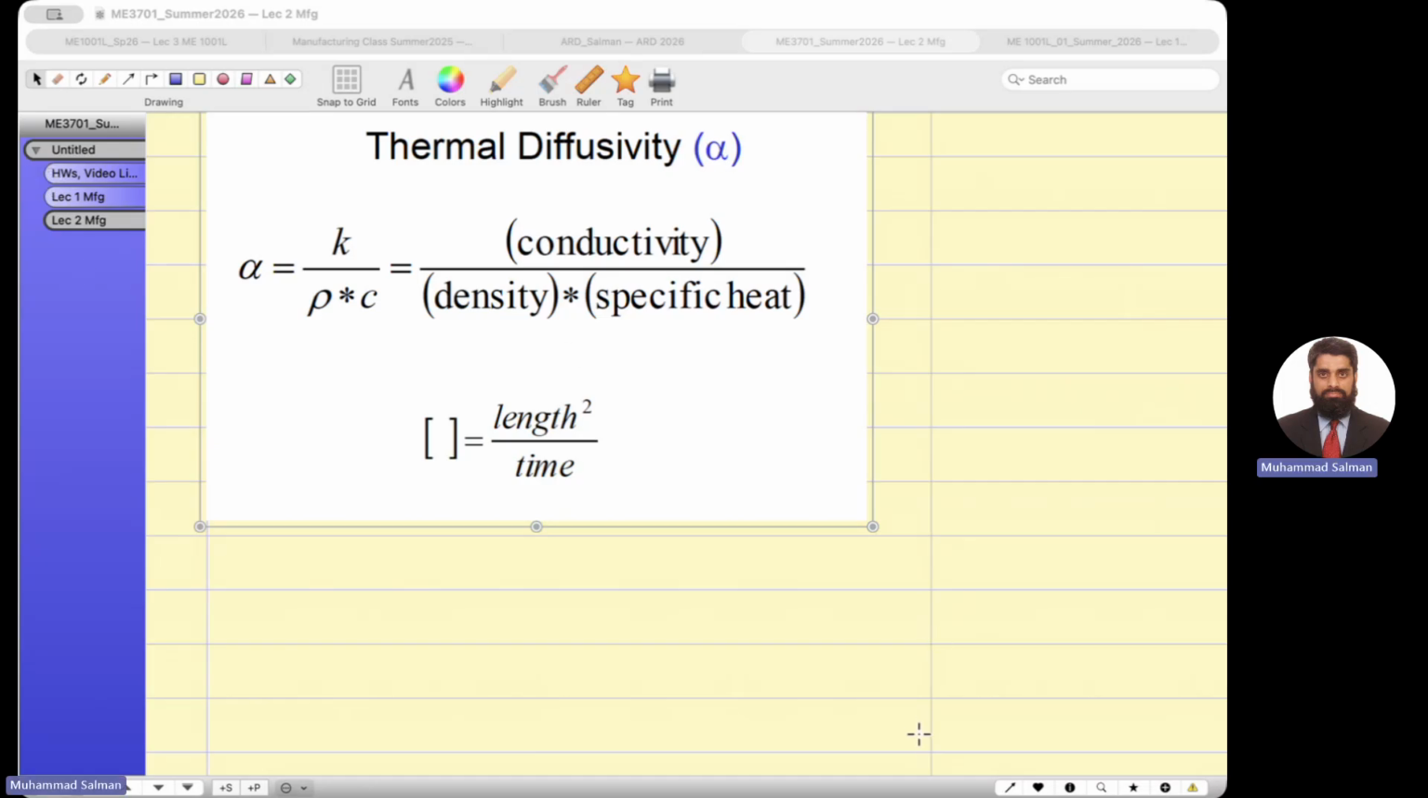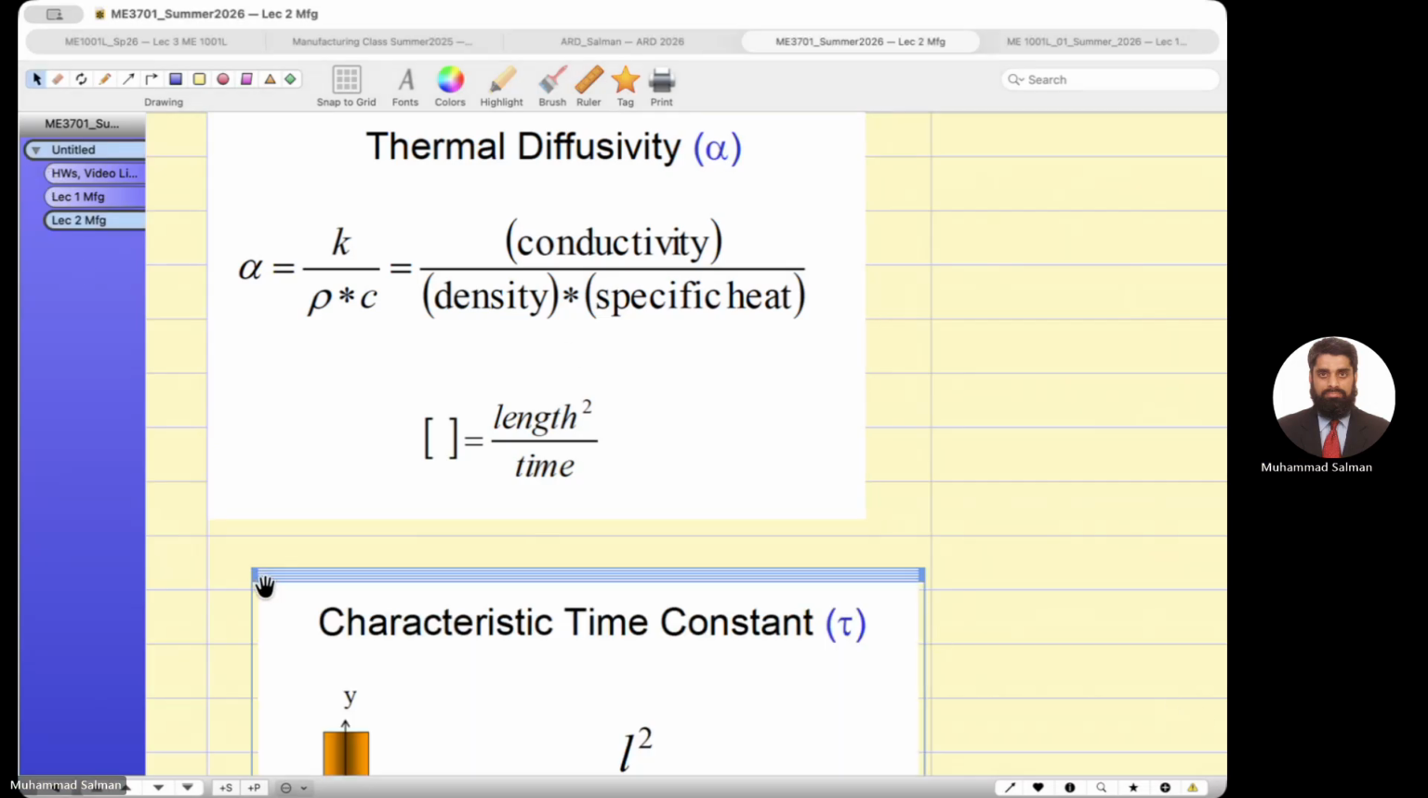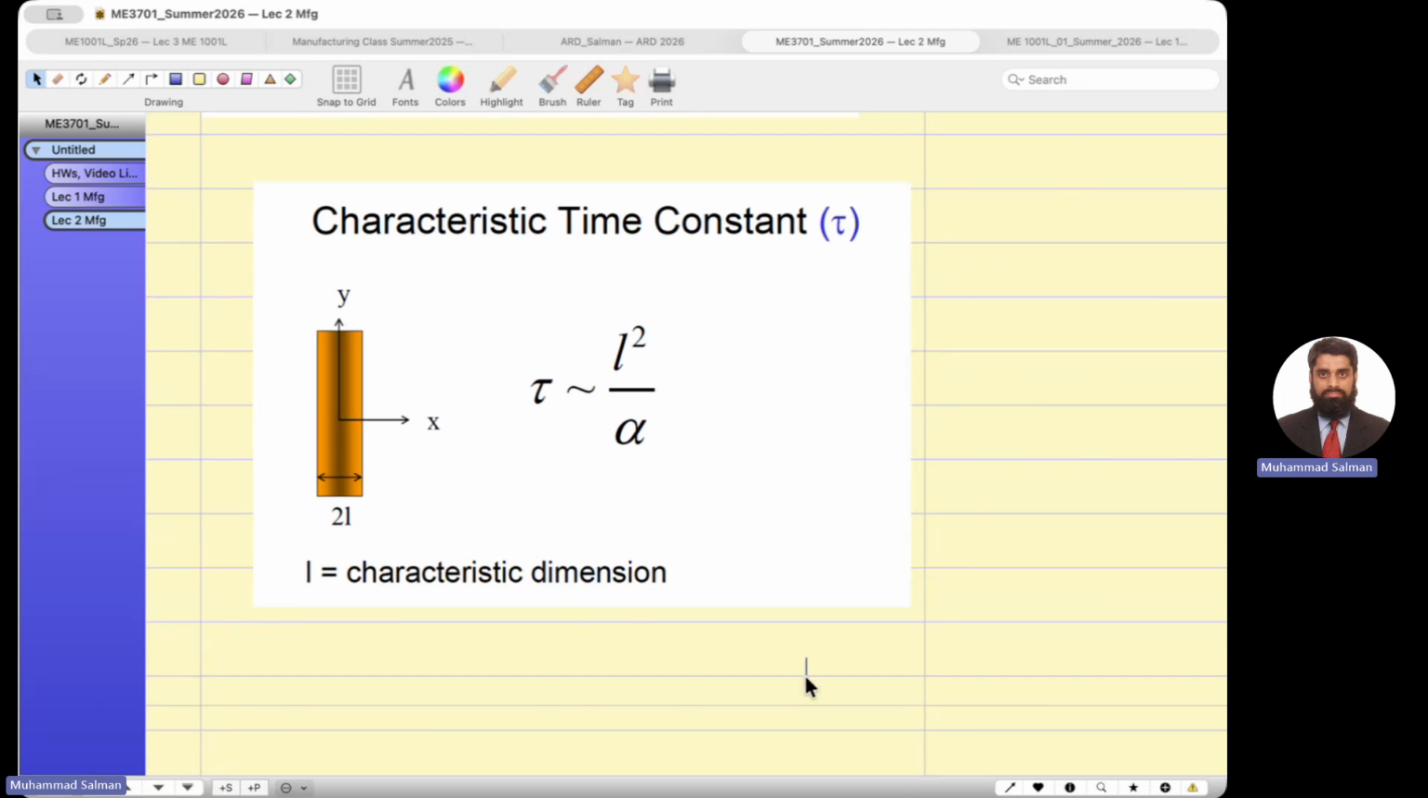And the time constant is L squared over alpha, where L is the characteristic length. We talked about the characteristic length in the first lecture, which varies, like volume over surface area. For a plate, we assume the plate thickness as 2L, because half of it, L, is the characteristic length or dimension. It varies. I gave you the homework problem. The characteristic length for a sphere is r over 3, for a cylinder r over 2, and similarly for sheet metal it is b over a.